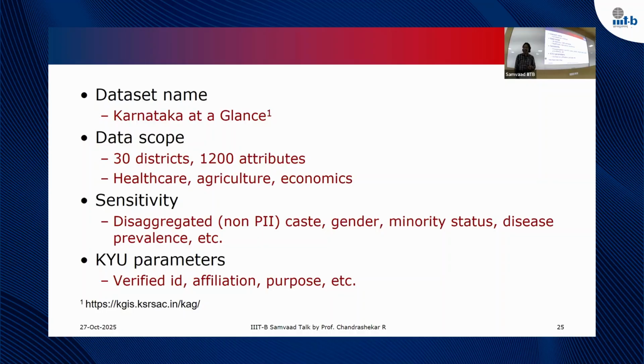The data set name that we used is Karnataka at a glance, KG data, which is available on the website, kgis.ks and so on. The data scope contains data about 30 districts, 1200 attributes, and covers healthcare, agriculture, economics, and so on. On sensitivity, it does contain lots of sensitive data as well. It contains disaggregated, mostly non-PII, but disaggregated sensitive data, including caste, gender, minority status, disease prevalence, and so on. So how do you deal with this sensitive data right now, when it is all out there? Is it something that we can wrap around, which can make it more responsible? That is what we have tried to figure out.